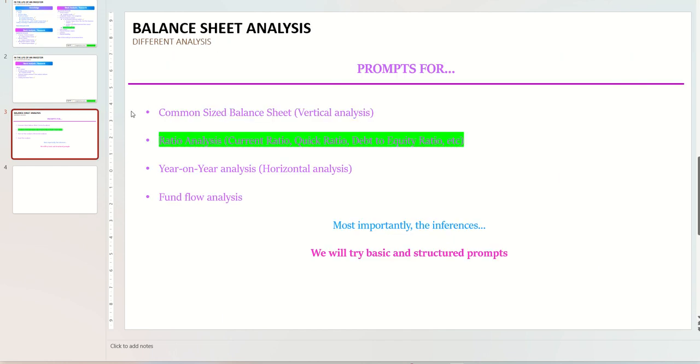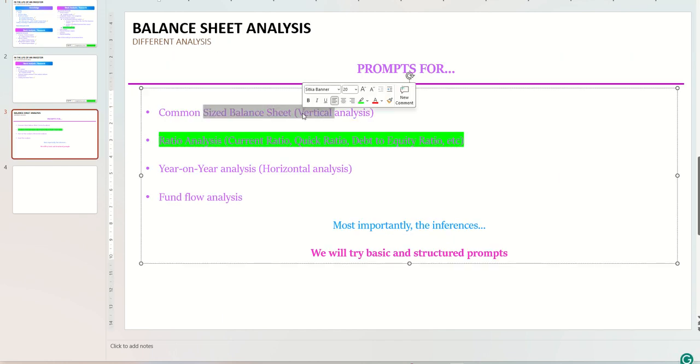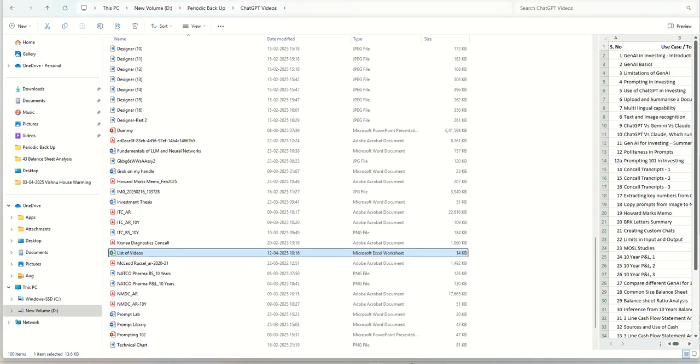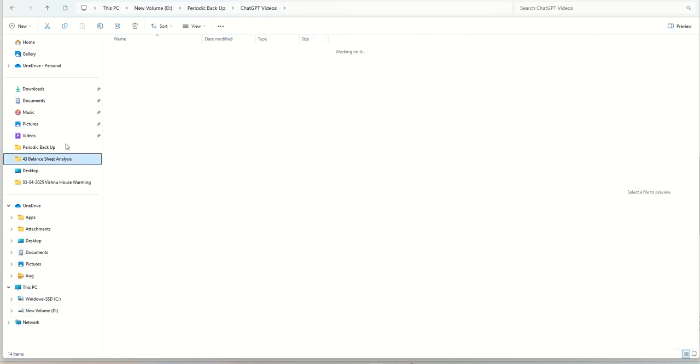So in that balance sheet, we have already completed analysis of common size balance sheet, and in this video, we will see how to do a ratio analysis. We'll be learning how to prompt for ratio analysis. Let me take a simple balance sheet.